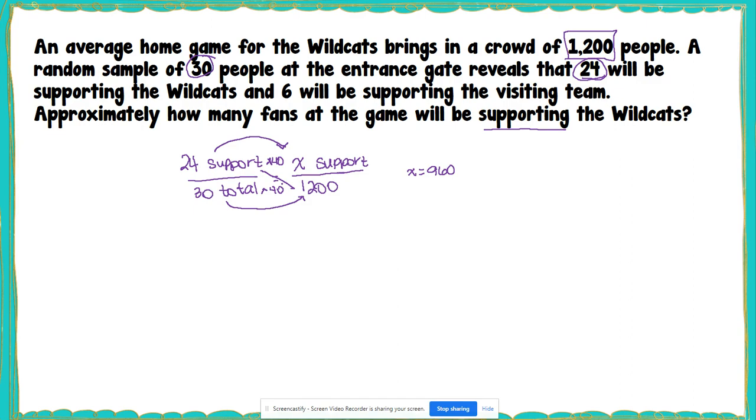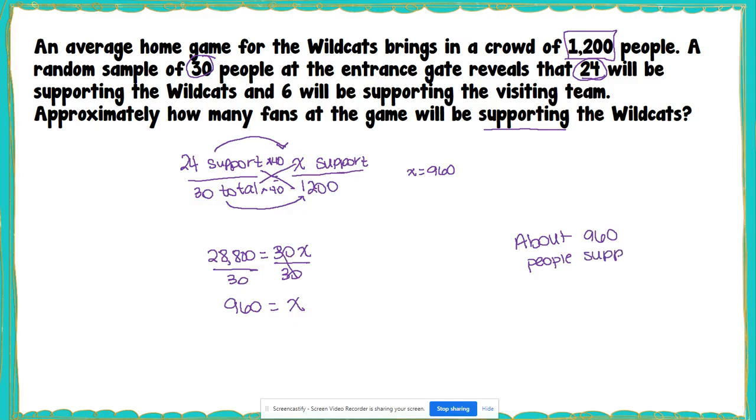So I can do 24 times 1,200, which gives me 28,800. And then I would set that equal to x times 30, which is 30x. Now to get x by itself, I would divide by 30 on both sides of this equation. My 30s would cancel and leave me with x. And then 28,800 divided by 30 gives me 960. So whichever method I choose, I'm still going to get 960. So we would say that there would be about 960 people at the game who support the Wildcats.